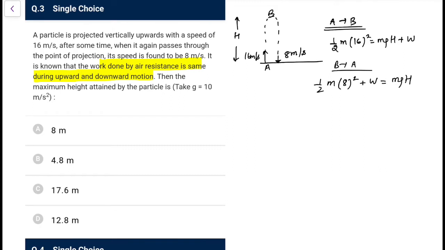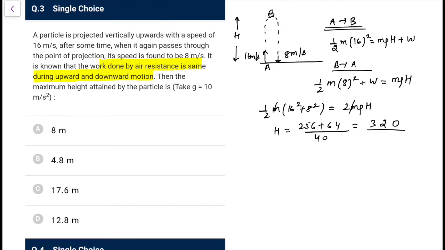So now what we can do, we can simply add the two equations. The W will get cancelled. What we have, half m into 16 square plus 8 square, that would be 2 mgh. So m and m get cancelled, and 16 square is 256, 8 square is 64, 2 into 10 is 40. So 320 by 40 comes out as 8 meters. So go for option A for this particular case.